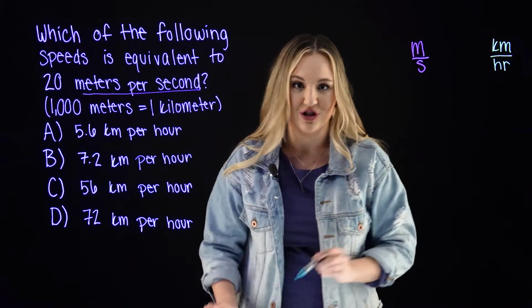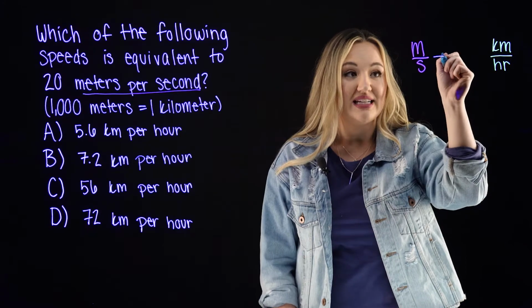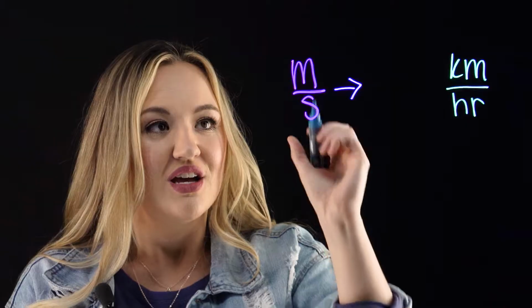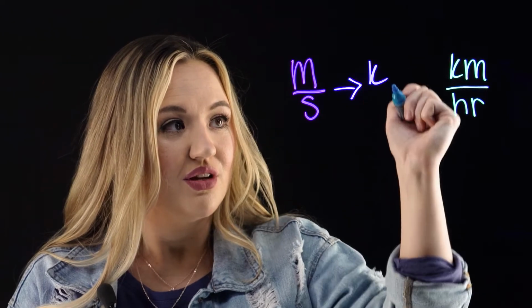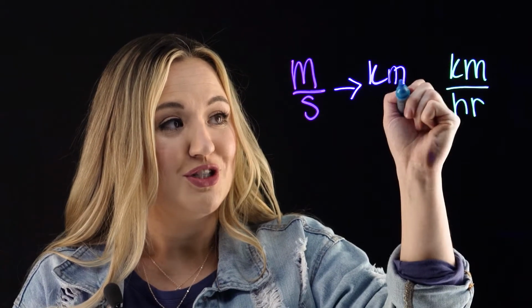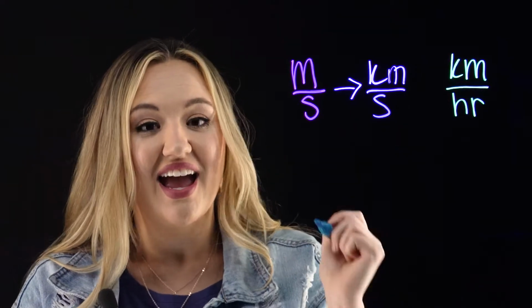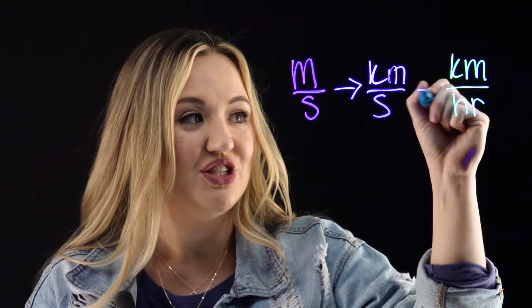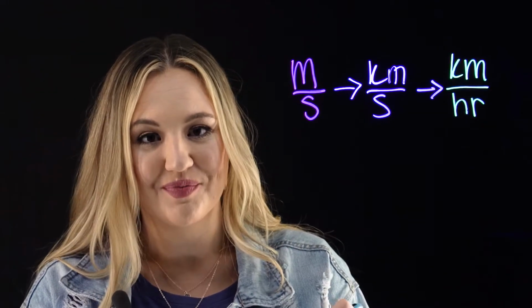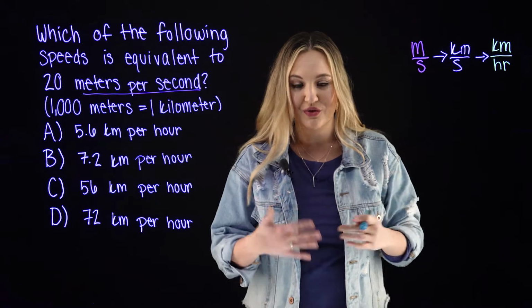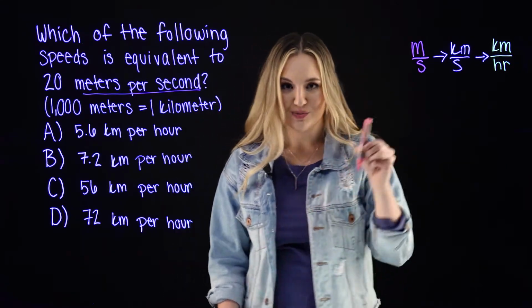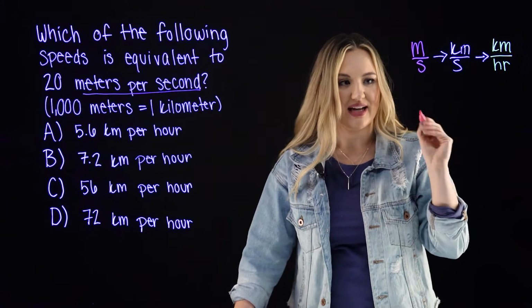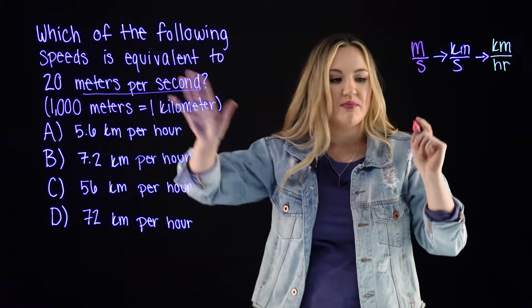The first conversion you're going to want to do is to convert the numerator. So to get from meters to kilometers, we're just going to do kilometers per second. And then you can go from kilometers per second to kilometers per hour. Okay, so let's go through this. The first step is to go from meters per second to kilometers per second. So let's look at that. We have 20 meters per second.